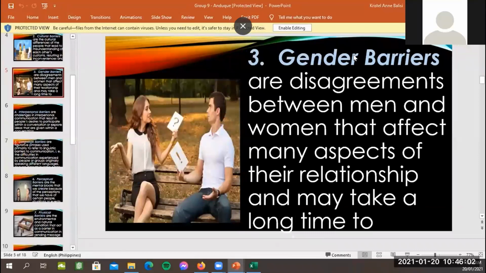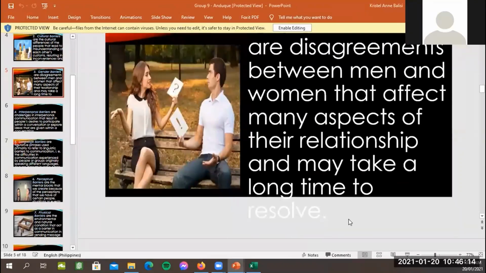Gender barriers are disagreements between men and women that affect many aspects of their relationship and may take a long time to resolve.